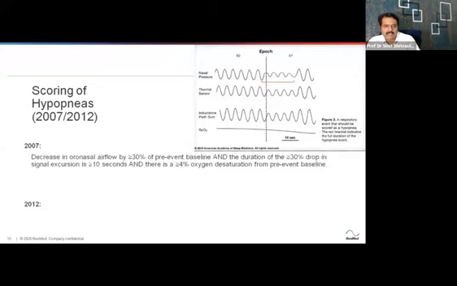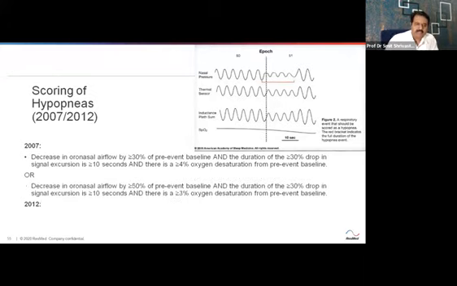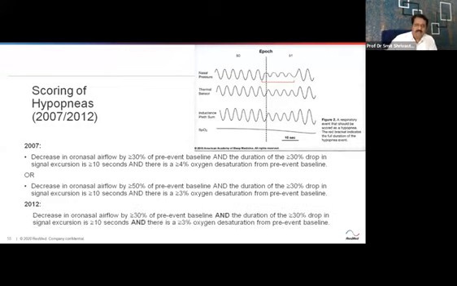Again, scoring of hypopneas, initially it was 4% oxygen desaturation in 2007. Oronasal airflow decreased more than 30% from the baseline, with a more than 30% drop in signal excursion, and this should be mandatorily more than 10 seconds, or a decrease of more than 50% from the baseline lasting more than 10 seconds, and a 3% oxygen desaturation. But in 2012, it all changed to 30% and 3% for defining hypopnea.